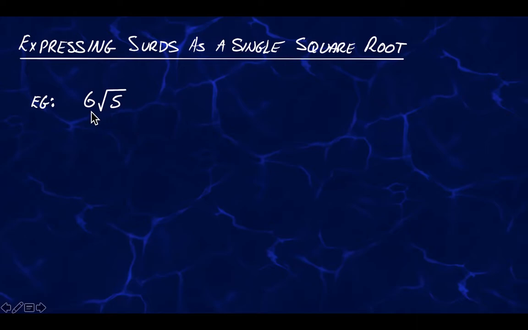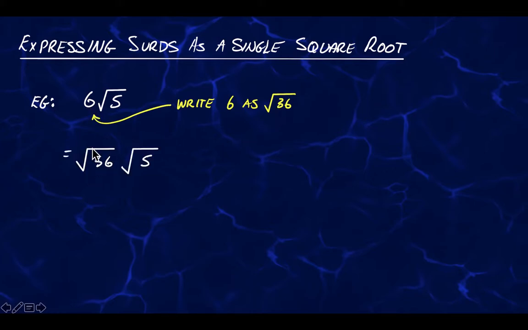I can, however, take this 6. I could rewrite 6 in a square root form because I know that 6 is the same thing as the square root of 36. So in other words, if I square this, I get 36. But the square root of 36 is 6. It's the same number, but I've written it now in a square root form. So now I've got root 36 times root 5.